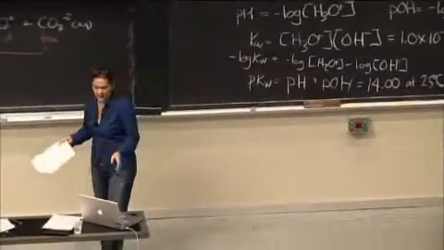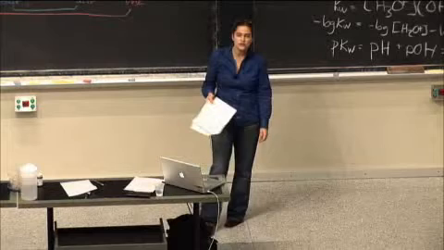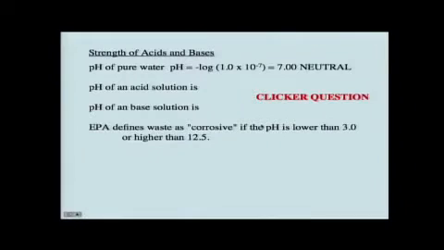So pH and pOH, what does pH do for you? Well, the pH tells you about the strength of the acid. So the pH of pure water should be neutral, which is 7. And now tell me what the pH of an acid is, or the pH of a base.